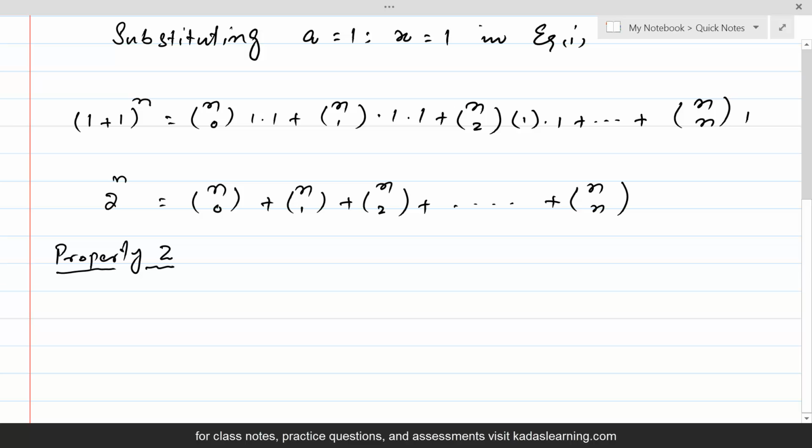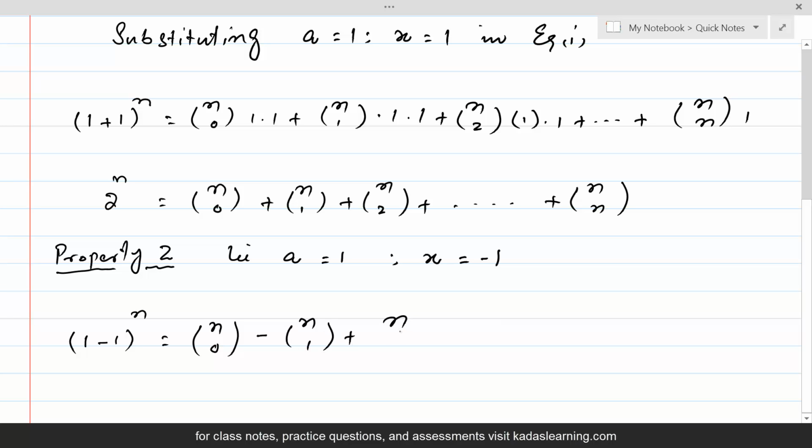In this property, we take a equal to 1 and x equal to minus 1. Then what will happen? On the left hand side, it will be (1 - 1)^n, equal to, in the same way, nC0 minus nC1 plus nC2 minus nC3 and so on. The last term would be (-1)^n nCn.